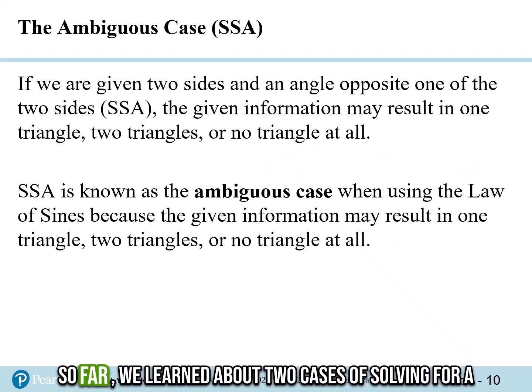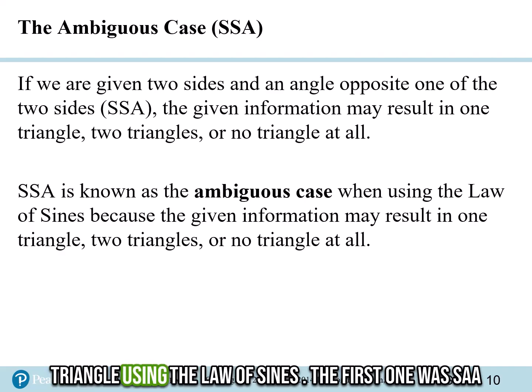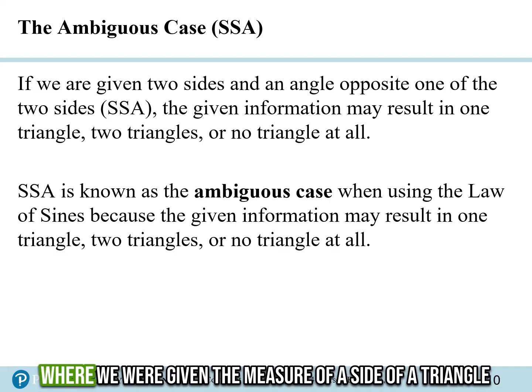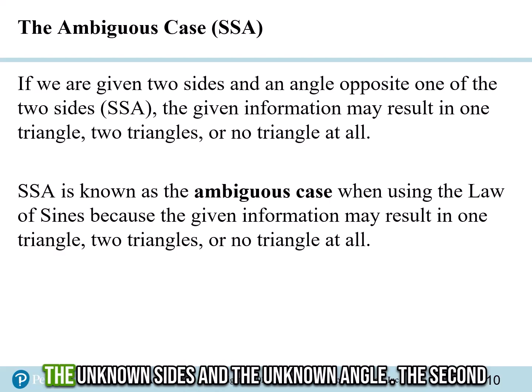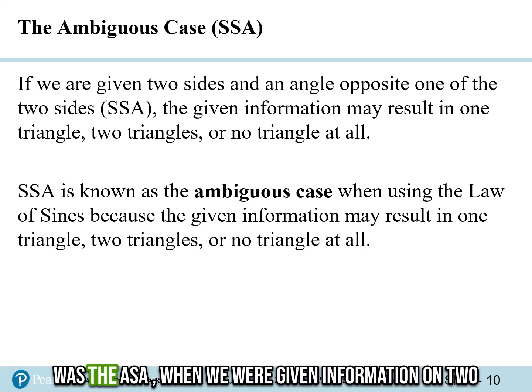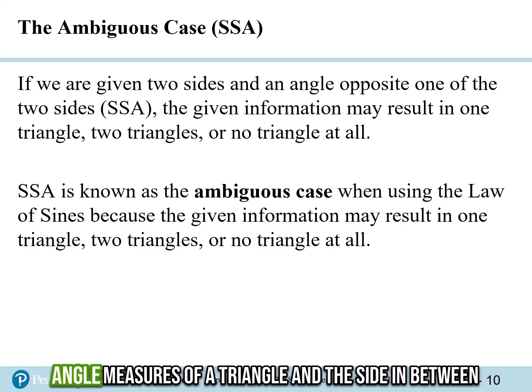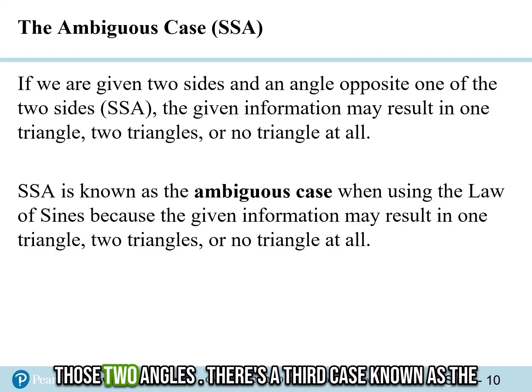Right? So far, we learned about two cases of solving for a triangle using the law of sines. The first one was SAA, where we were given the measure of a side of a triangle and any two angles, and we had to find the measures of the unknown sides and the unknown angle. The second was the ASA, when we were given information on two angle measures of a triangle and the side in between those two angles.